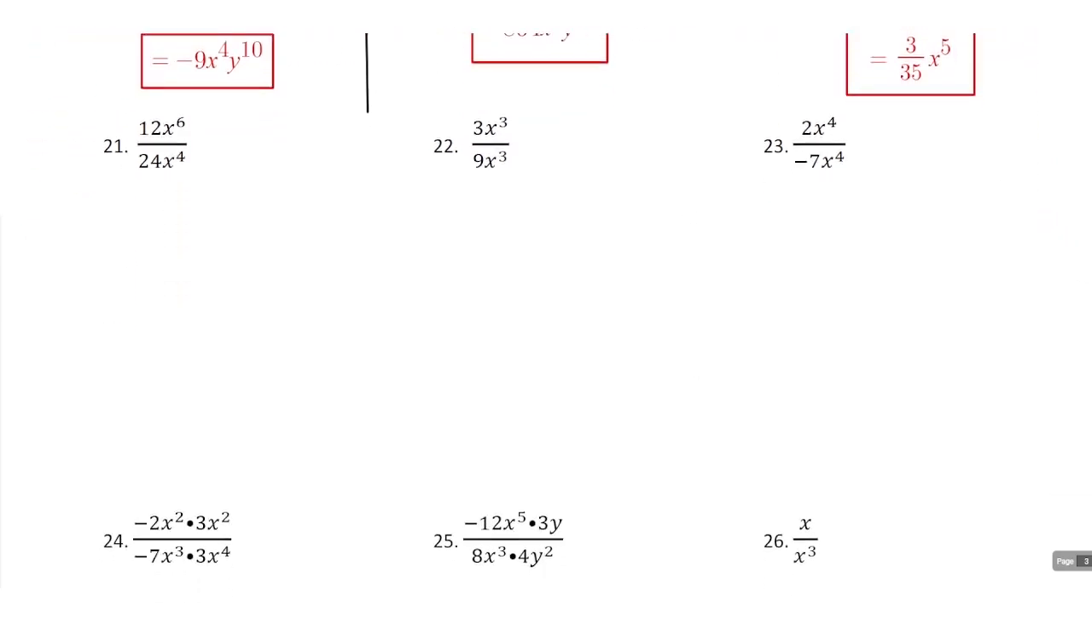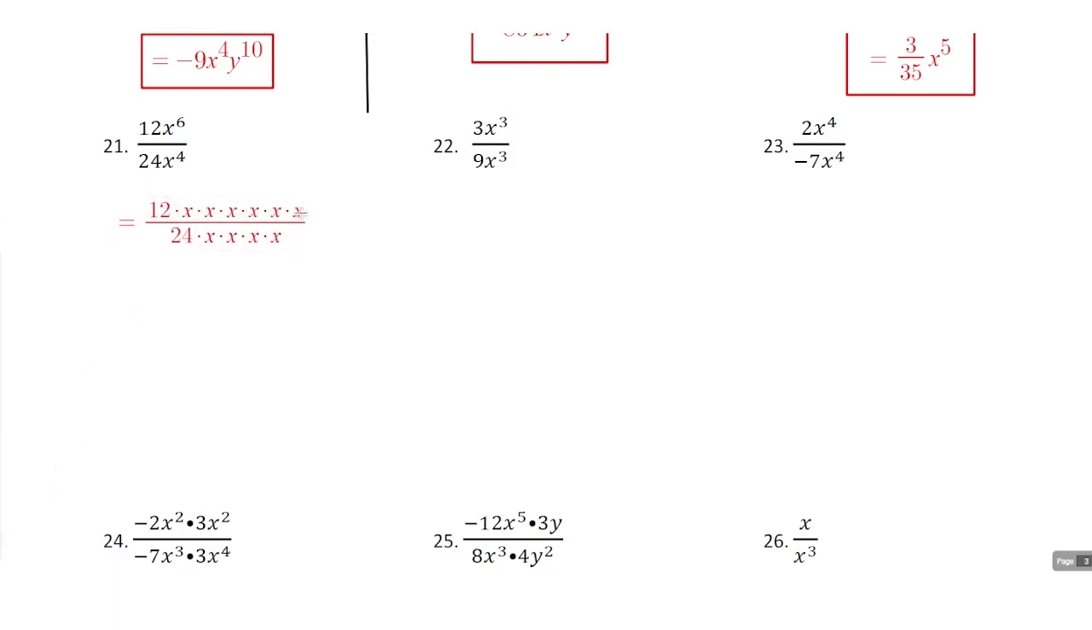Number 21 has us going back to division. So there's nothing to rearrange here or regroup. I'm just going to start expanding. So 12 times x times x times x times x times x. We got 6 of those, all divided by 24, and then 4 more x's.